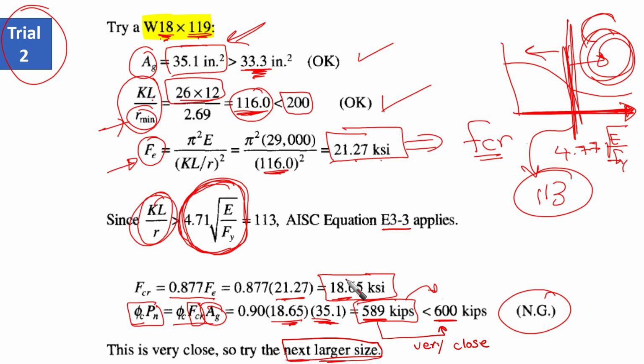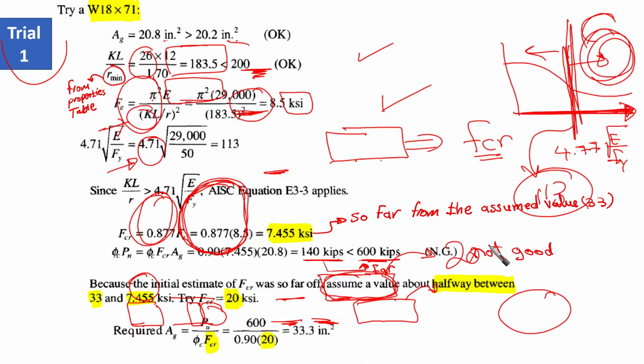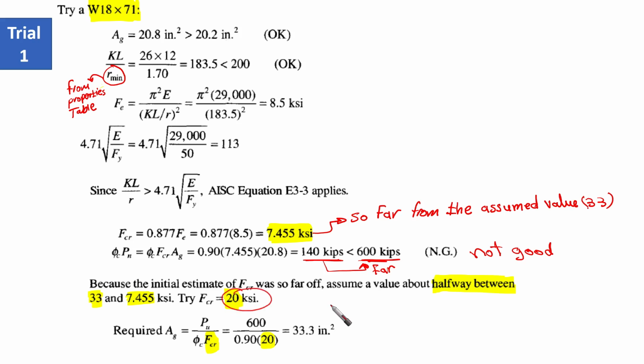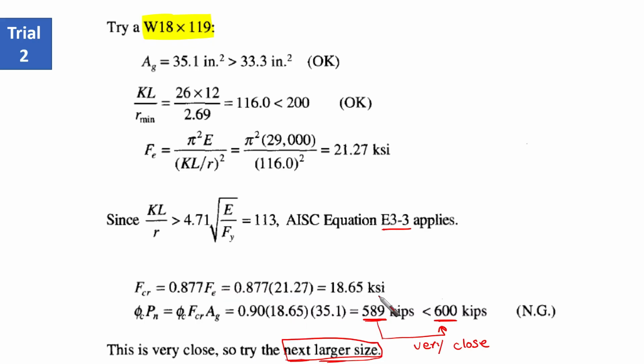This means that our assumption from the beginning was okay. Remember that our Fcr is 18.65. Do you remember what was the assumption that we started with? 20. Let's go back here. 20 ksi, we assumed this. So the next trial was 18.6, so it is very close to our assumption. The Fcr that we assumed is very close to the calculated Fcr. This makes our available strength very close to the required ultimate strength.